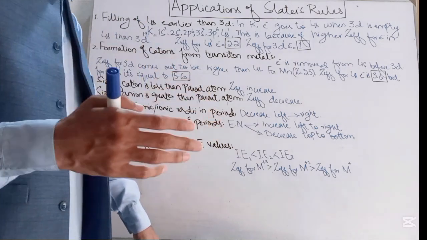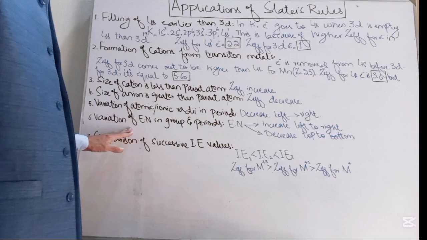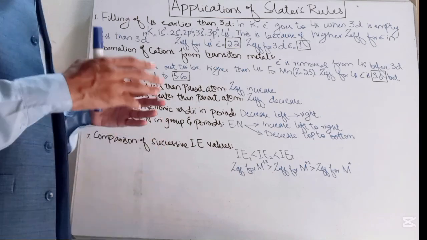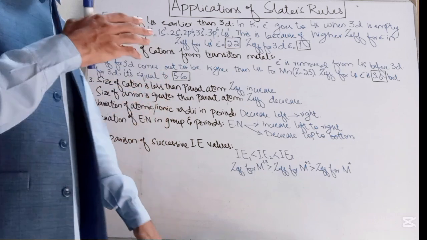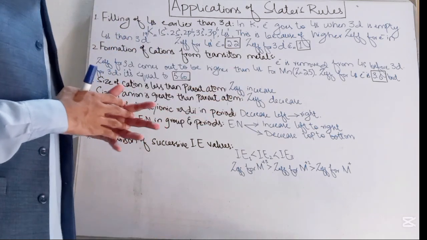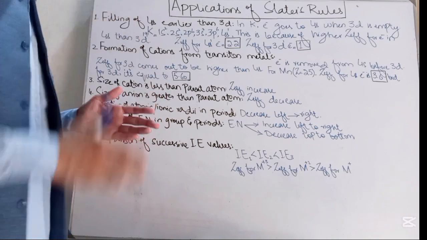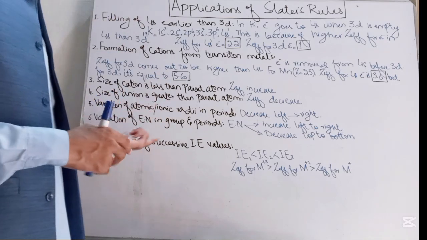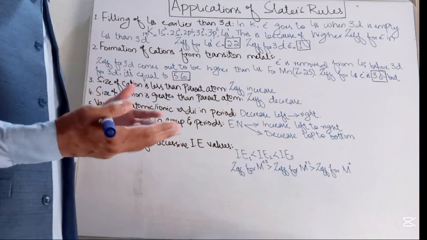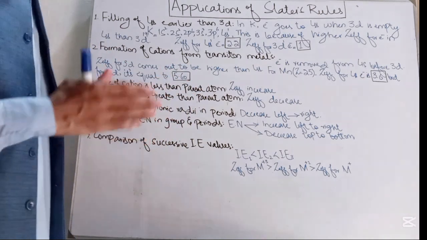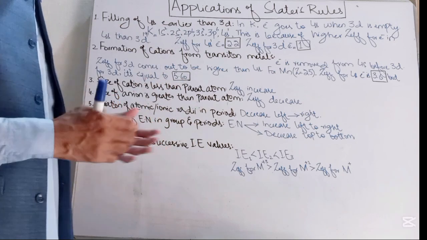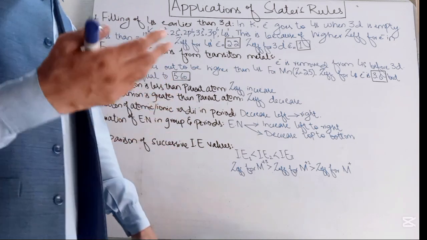The next important application is the variation of EN, that's electronegativity, in the group and period. We have noted that the electronegativity values increase from left to right and decrease from top to bottom in a group. So why is it increasing in the period from left to right? The reason is the same. When we move from left to right, the size of the atom decreases, the Z effective value increases, and the electronegativity of the atom increases.